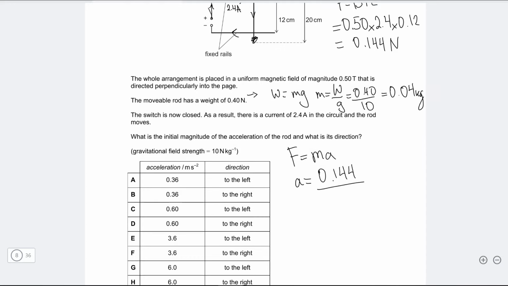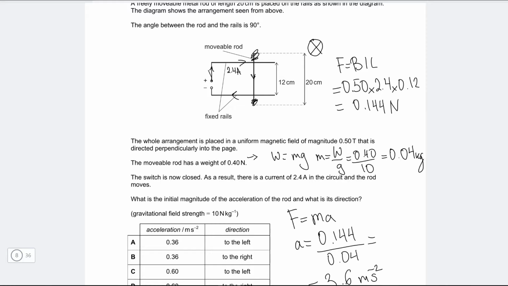Divided by the mass, which is 0.04 kilograms, and this is equal to 3.6 meters per second squared. So this means the correct answer will either be E or F. Now, in order to determine the direction of this force, we're going to need to use Fleming's left-hand rule.